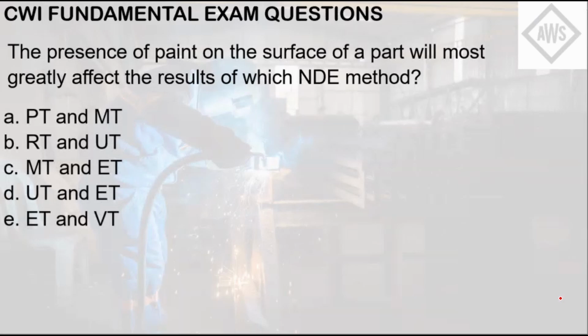So the presence of paint can affect which of the following non-destructive testing methods. That's basically what is being asked in this question. The requirement of PT and MT is that the weld surface must be clean, and that includes paint. The presence of paint can cause false indications, and the paint can also block the opening, and thus the discontinuity cannot be revealed properly. Basically, if you have a surface that is being blocked by the paint, then the discontinuity cannot be revealed. So the answer here is letter A, PT and MT.